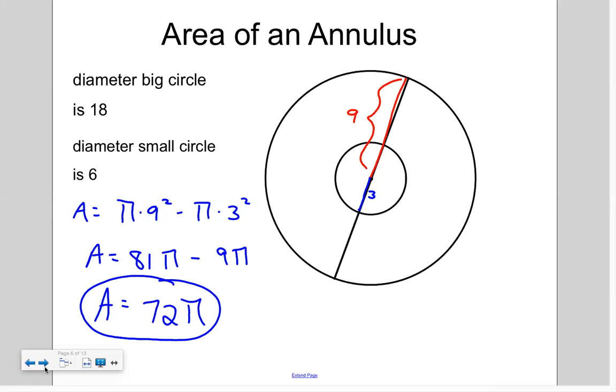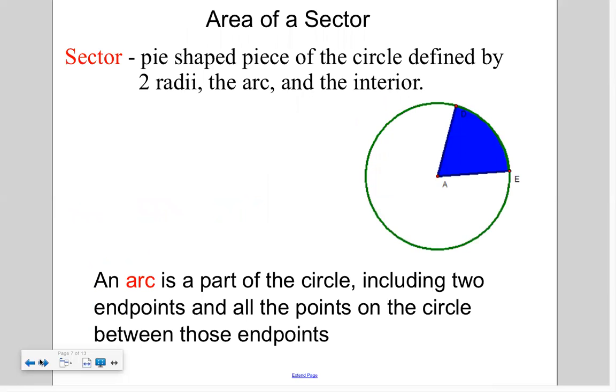All right, our last thing that we're taking the area of, sector. A sector is a pie-shaped piece of the circle defined by 2 radii, the arc, and the interior. Now, we haven't really defined what an arc is, which is what we do here on the bottom. An arc is a part of the circle, including 2 endpoints and all the points on the circle between those endpoints. Our 2 endpoints are point D and point E, and all the points in between them on the circle. This is an arc. So the two radius lengths here, AE and AD, and the arc make up the boundaries of our sector.